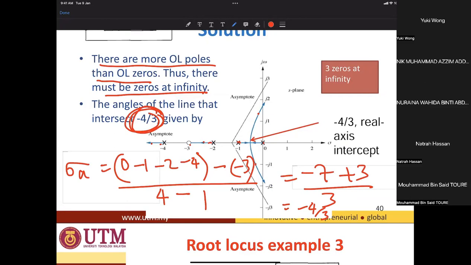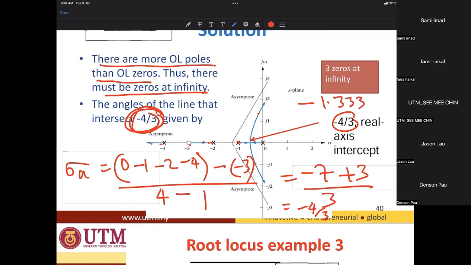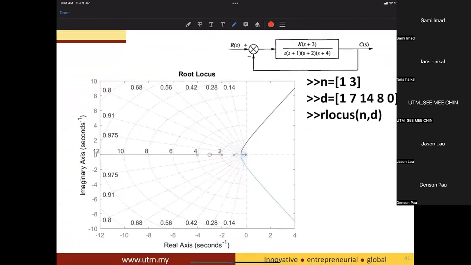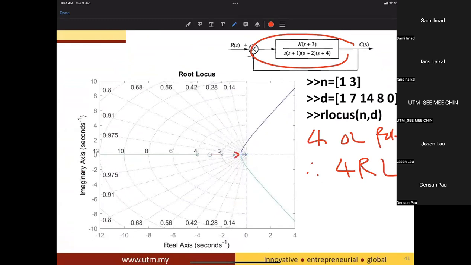Minus 4 divided by 3, what is the real number? Minus 1 point, 1.333. Am I right? Yes, doctor. So this is the real plot from these examples. We have 4 open loop poles, so that's why we have 4 root locus branches. This is number 1, this is number 2, this is number 3, and this is number 4.